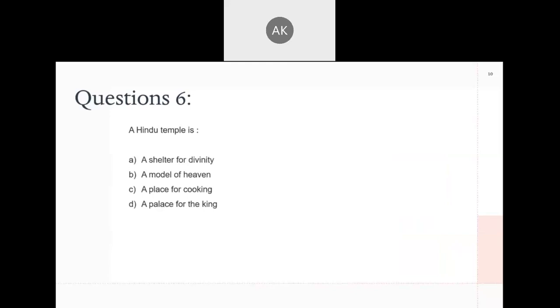So there is a confusion between A and B. Is it a shelter for divinity or is it a model of heaven? What would be the correct answer? Are the Hindu temples shelter for divinity or are they the model of heaven? So the answer is a shelter for divinity.